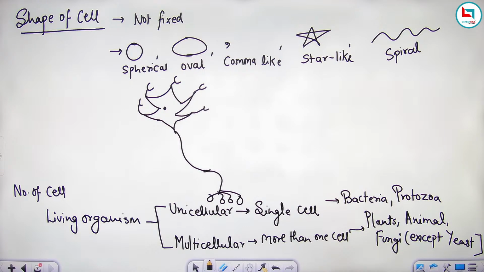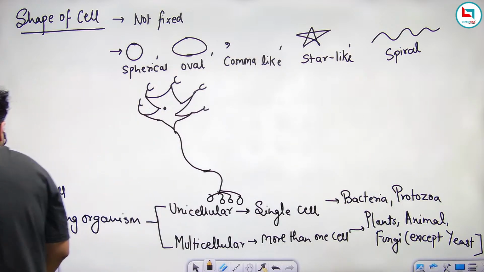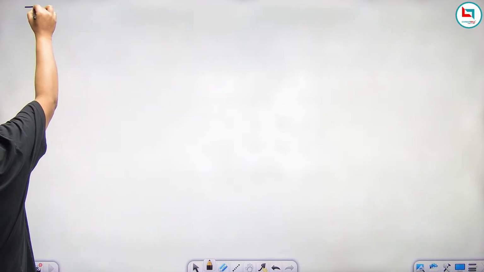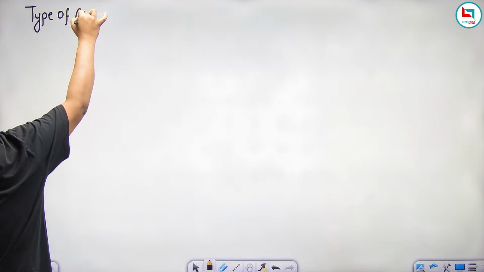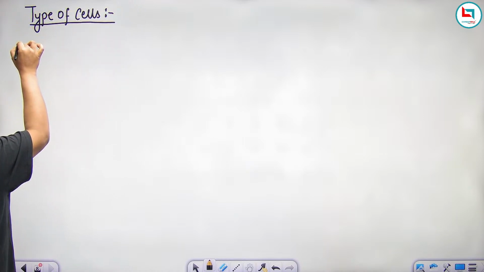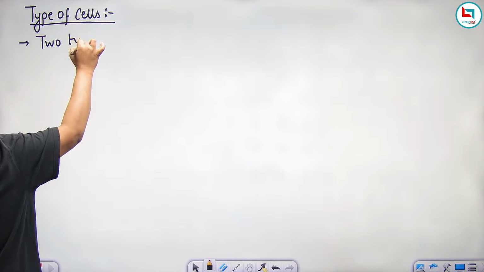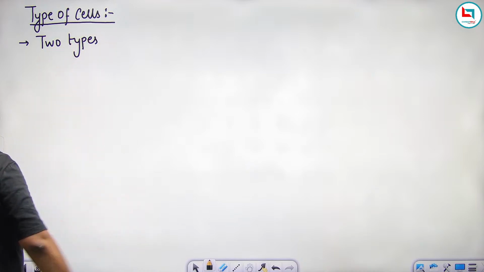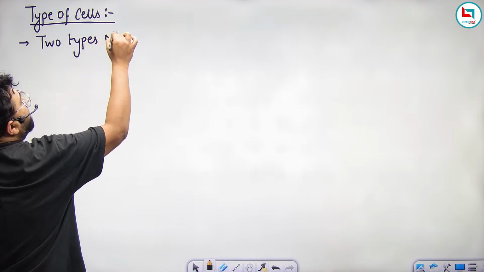Next thing is the type of cells. Now, in our living world, there are generally two types of cell. Although in higher studies there are three types of cells, in NCERT only two types of cells are mentioned. That's why I'm going to tell you only two types of cell.